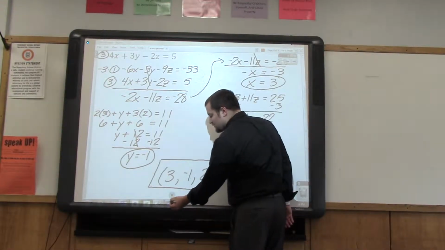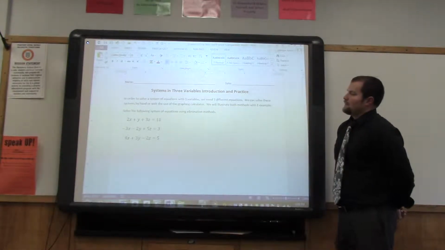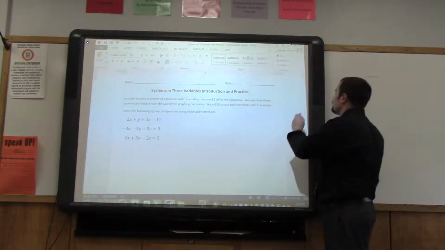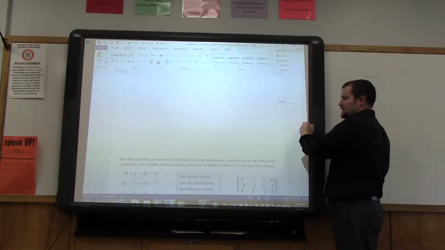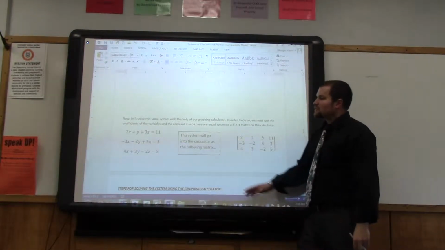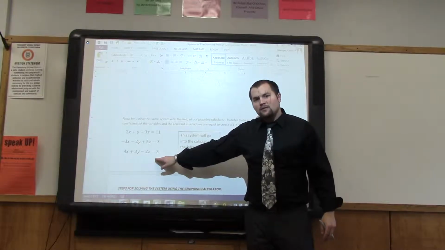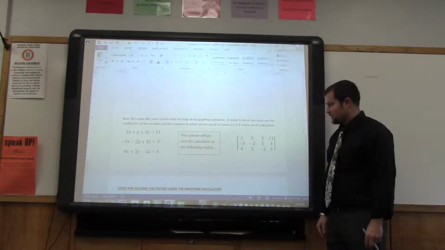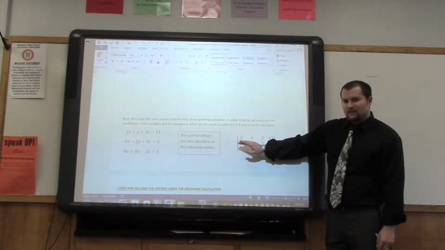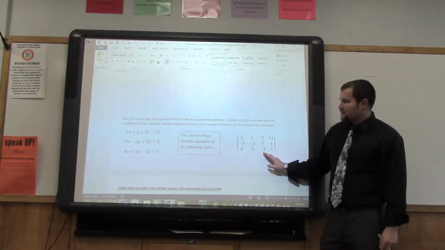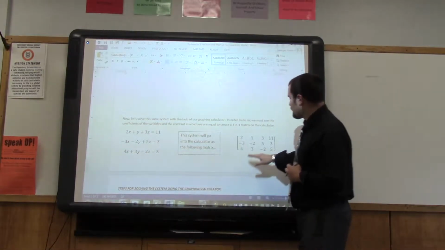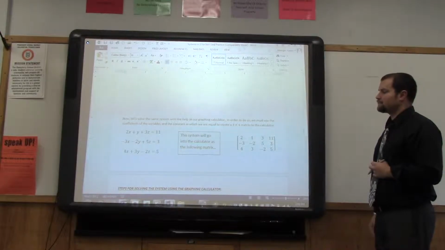What the students received was something like this. This is the 3 variable system that we just went through. We went through it by hand as a class. Then at the bottom, this illustrates to them how we can use the calculator to accomplish this very easily, and that's through the use of a matrix. We created a 3-row by 4-column matrix using the coefficients in front of the variables as well as the solution each equation is equal to.